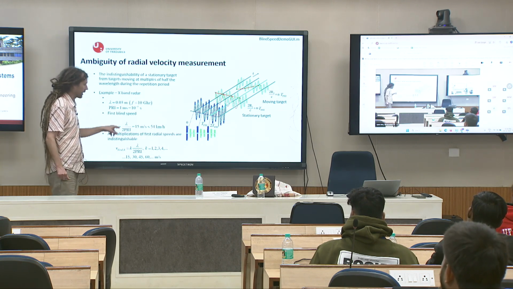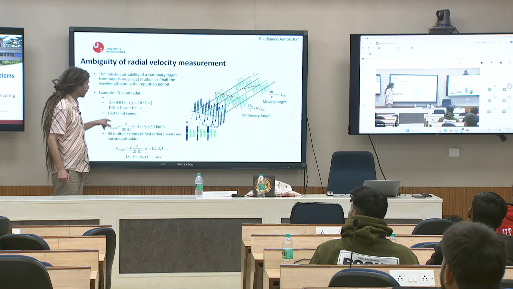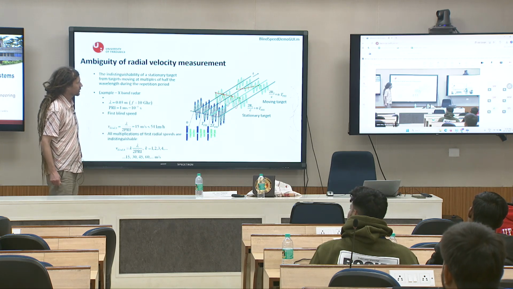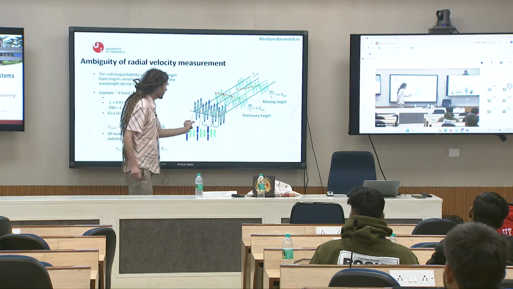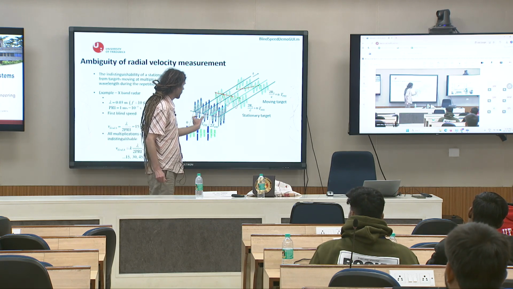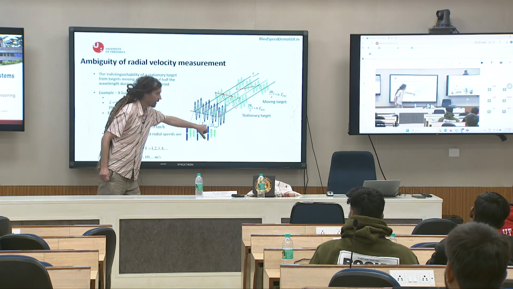And what does this blind speed mean? Why does this blind speed occur? Because it is important, it is connected with PRI.